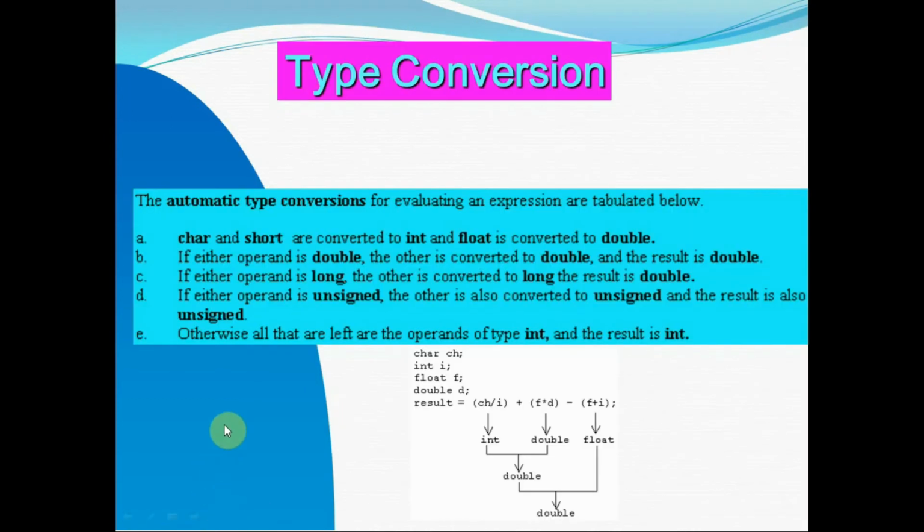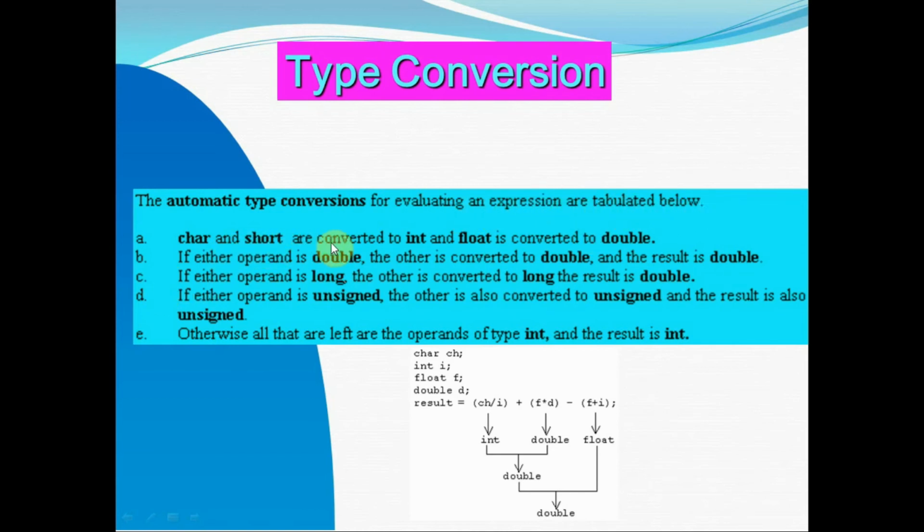Then type conversions. That is the casting operator. So what is a casting operator? We are converting from one type to another type. For example, result equal to ch divided by i plus f. The automatic type conversions for evaluating expressions are tabulated below.